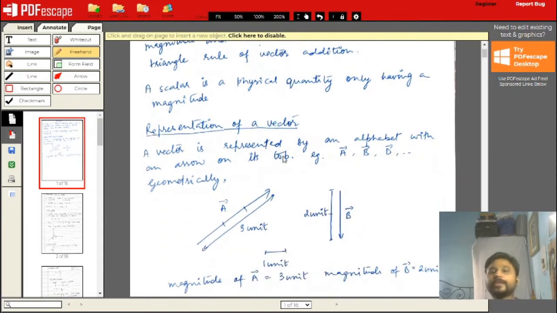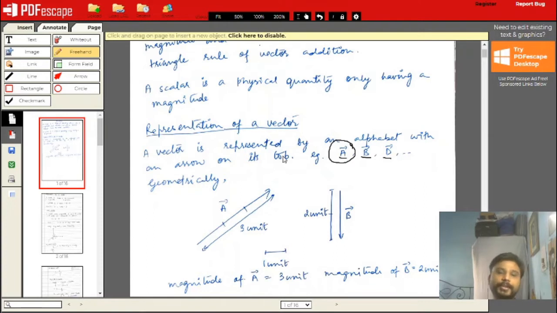When we have to write a vector, we just select a letter, let's say A or D, either capital or small, and we put an arrow on top of it. So this whole, the letter and its arrow on top of it, becomes a vector. So this is how we represent it. All these quantities, A vector, B vector, D vector, are vectors. Next, how do we draw them?